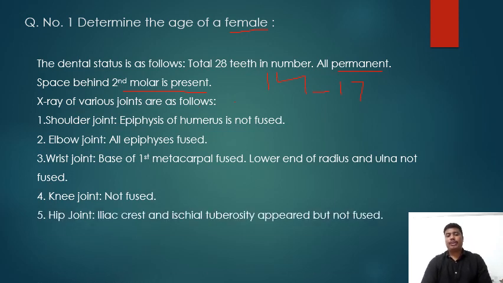Now, the hip joint, the iliac crest and ischial tuberosity, they have appeared. Iliac crest appears at the age of 14 years, and ischial tuberosity appears at the age of 16 years. So they have appeared, so the female is greater than 16 years of age, but they are not fused. So that means they are less than 19 to 20 years, because in females they fuse at the age of 19 to 20 years. So what is the answer? The answer is 16 to 17 years of age.